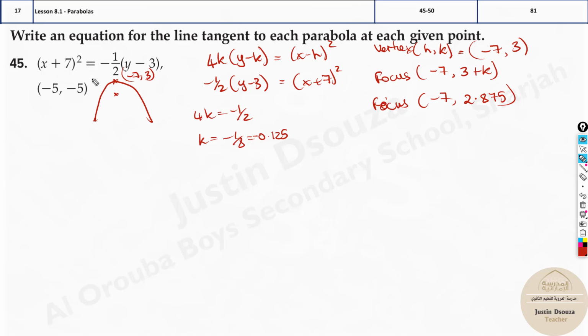Now we know the focus, this point. What is the given tangent value? This is 7 comma 3, this is minus 7 comma 2.875. We have minus 5 and minus 5. That means minus 5 somewhere over here, and down. So if you extend, it will be somewhere over here. This is the tangent here, minus 5 comma minus 5. Now this is the line, and then it will be upwards. The tangent will go like this, isn't it? It will go something like this.